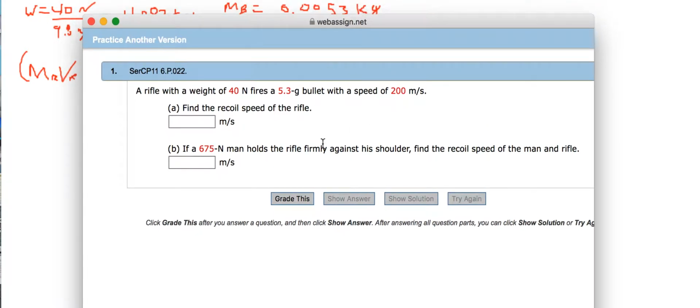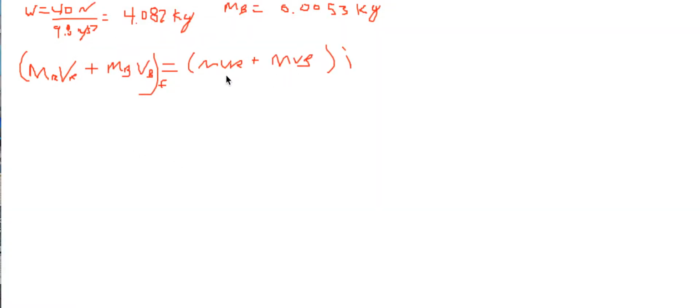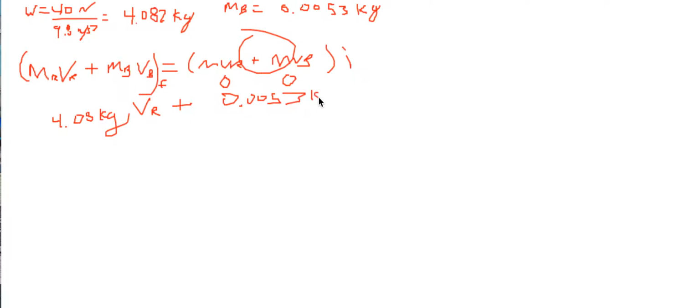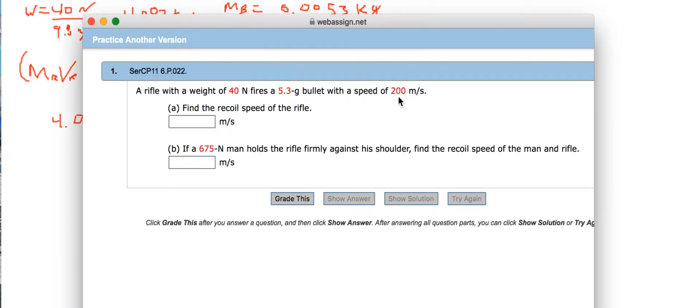Since the gun is being fired, it means that the bullet and the gun are at rest, because once you fire it's going to recoil. So that means the velocity of both the bullet and the rifle initially is going to be 0. So we can just forget about this side of the equation, it's 0. So we know our mass of the rifle is 4.08 kilograms. We're going to take that times the velocity, which we're trying to solve for, plus the mass of the bullet times the speed of the bullet, which is 200 meters per second.